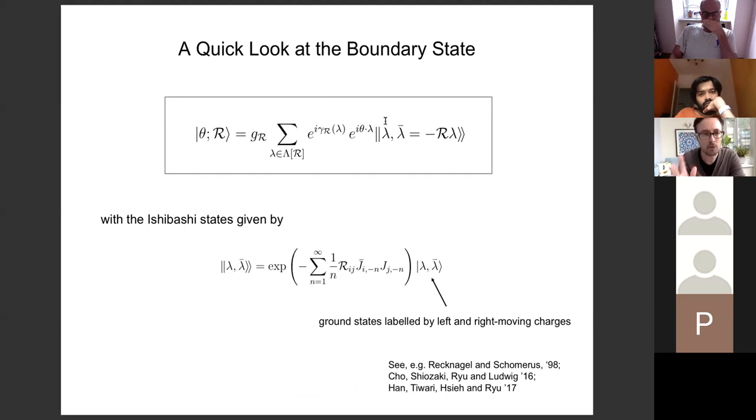I should say that for the most part, we're not the first people to construct this. It's been known for many, many years. You can find it in old D-brane papers by Recknagel and Schomerus. In the context of SPT phases, it was stressed in a couple of papers by Shinsei Ryu and collaborators that BCFT was a useful way to think about SPT phases. This weird bra-type object with double brackets is called an Ishibashi state. It's a state which has the property.